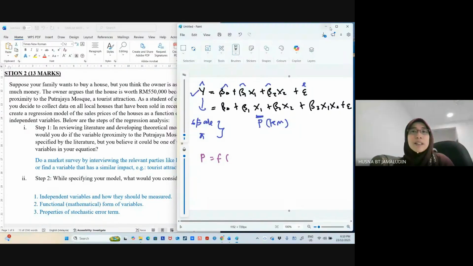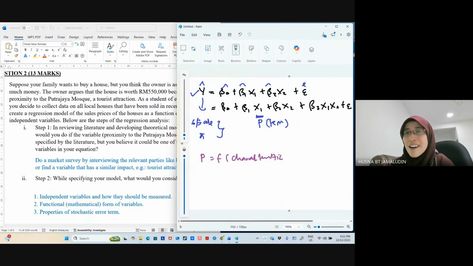So the price of a product depends on what? Of course, the first thing is the characteristics of the product. So instead of the theory saying structural characteristic of the house, I can put here characteristics of the product. Characteristic could be the types of the house, right? Is it bungalow? Is it a terrace? Is it whatever, right? What else? What is the characteristics of the house?